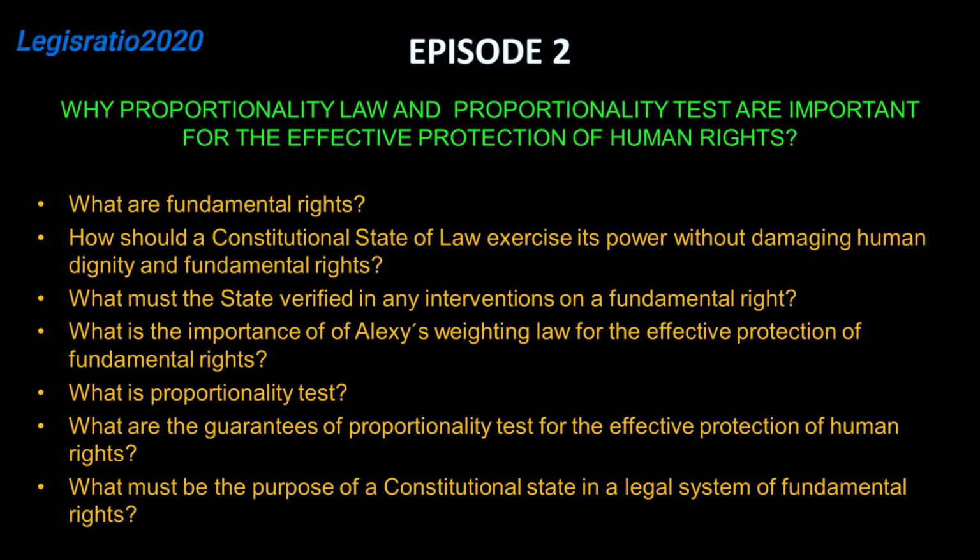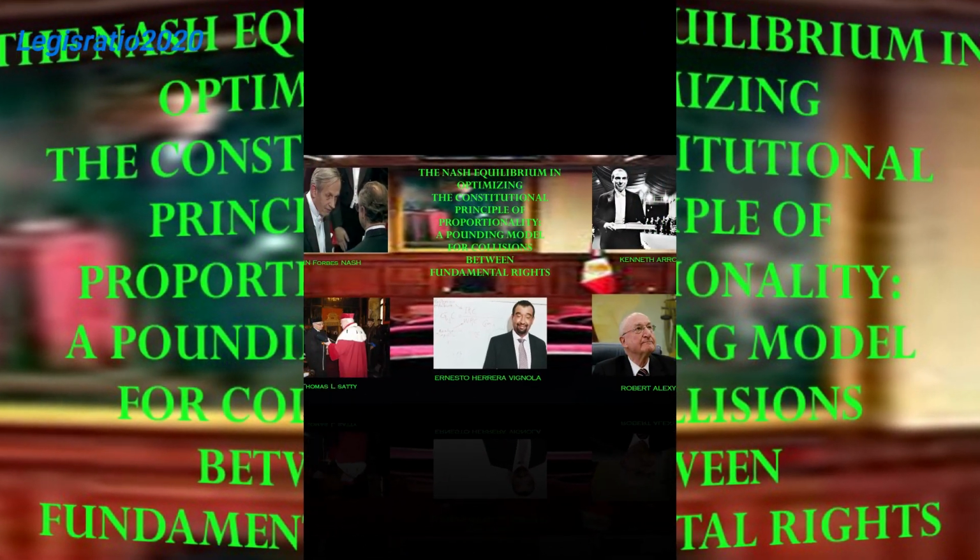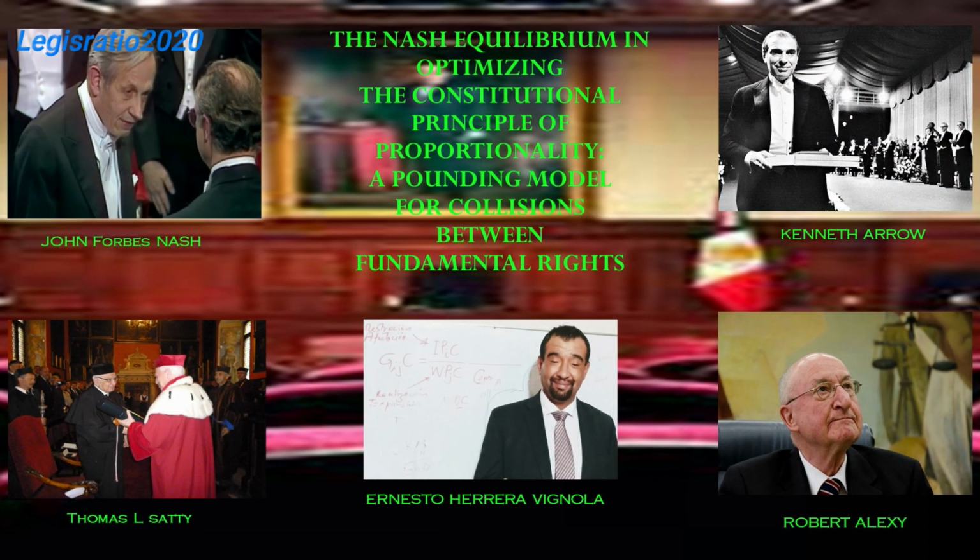what the importance of a legacy weighting law is for the effective protection of human rights, what the proportionality test is, what the guarantees of the proportionality test are for the effective protection of human rights, and finally, what the purpose of a democratic state must be in a legal system of fundamental rights. So, welcome to the Nash equilibrium in optimizing the constitutional principle of proportionality, a bounded model for collision between fundamental rights, episode 2.